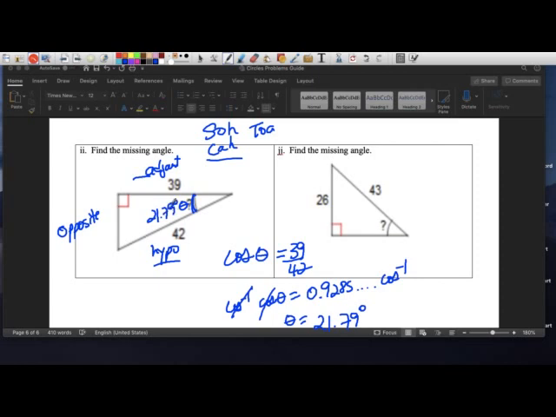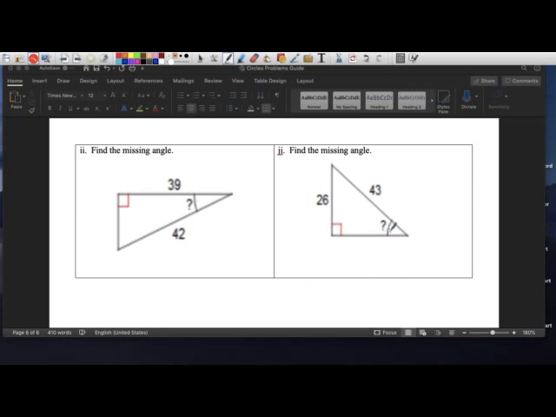Okay, we have the last one. The last one, we want that angle. Based on that angle, this is the adjacent side, this is my hypotenuse, and this is my opposite, from the point of view of that angle. Let's call that theta again. To find that angle, I want to use two values that I do know, in this case the opposite and the hypotenuse. That has to be sine.